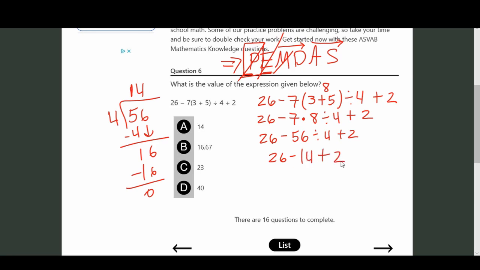Again, this is plus 2. So we did division. Now we're working addition and subtraction from left to right. We can see we have subtraction first and then addition. So again, we're working from left to right.